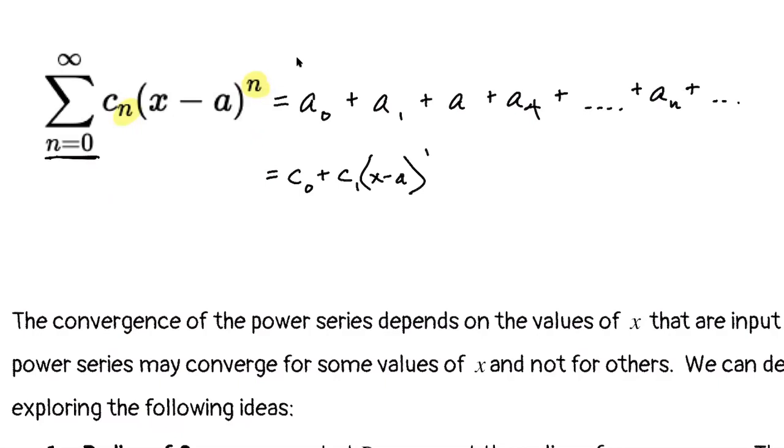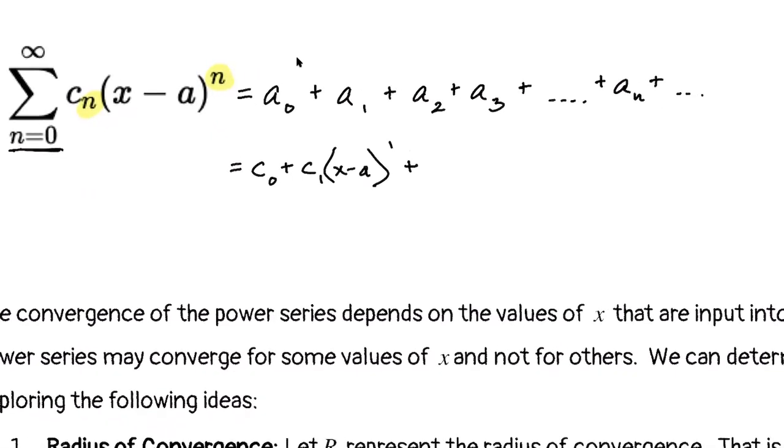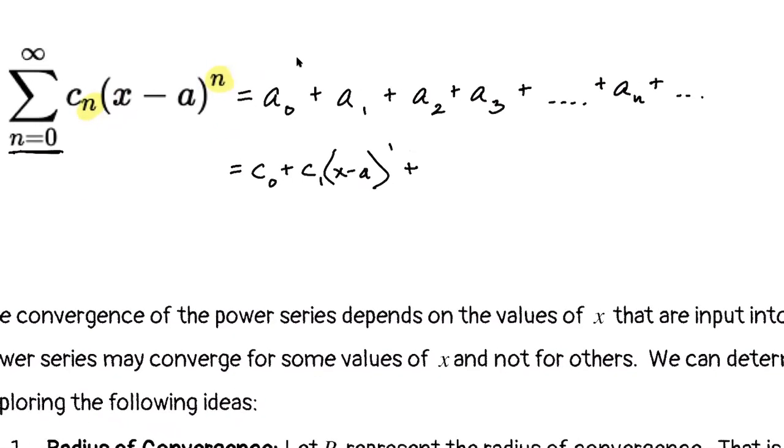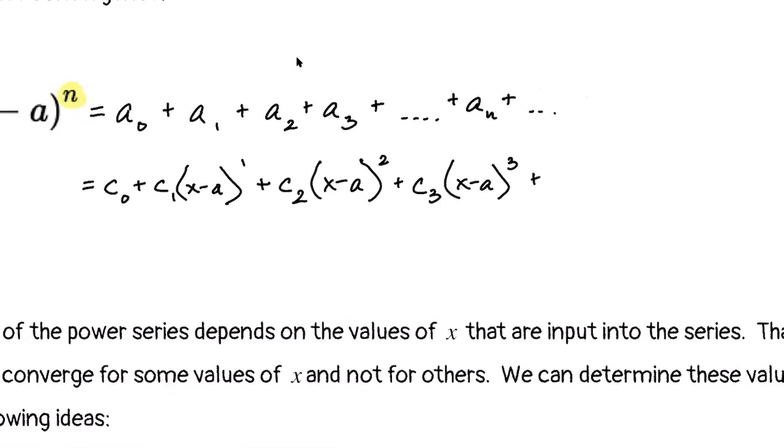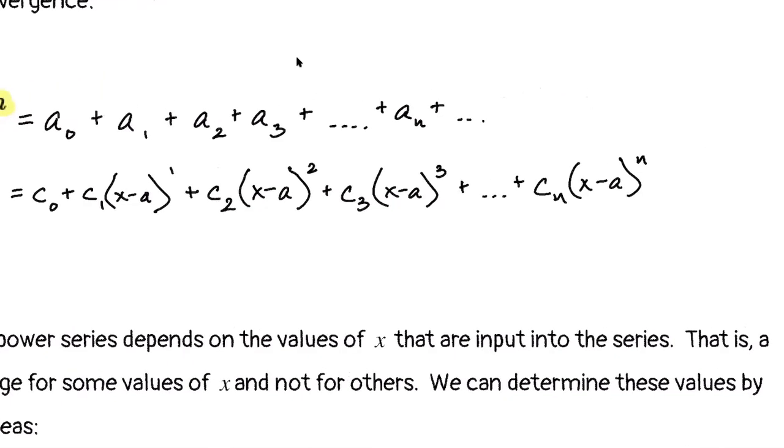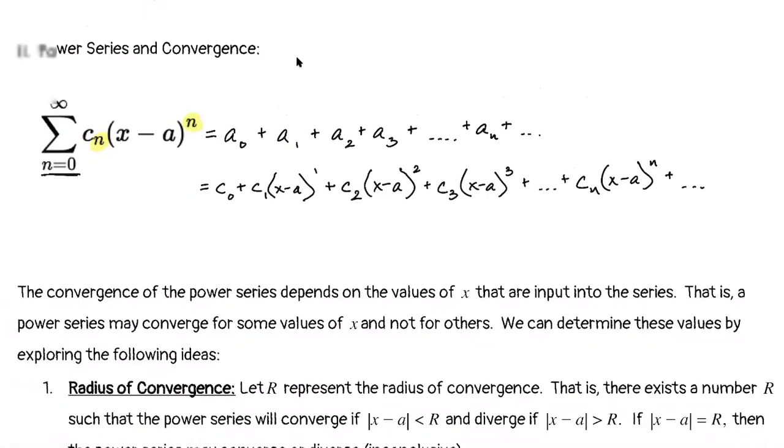Oh, I skipped 2. Sorry, guys. All right, what's our a sub 2? c sub 2 times x minus a squared. Good. And then c sub 3 would be c sub 3 times x minus a to the third. And then if we wanted to say any term in general, we would say c sub n times x minus a to the n power. And then we could keep going all the way until we got to the end, okay?